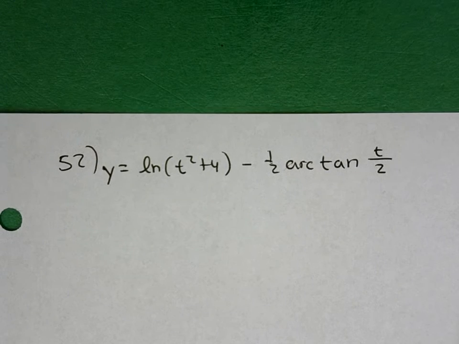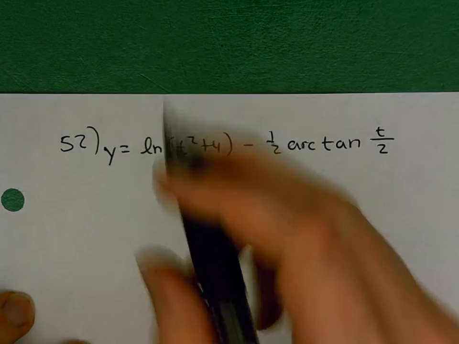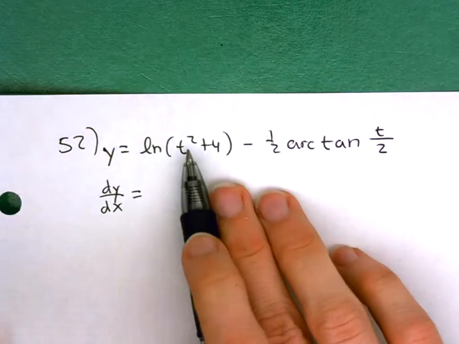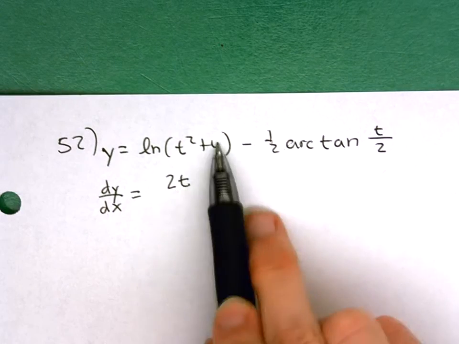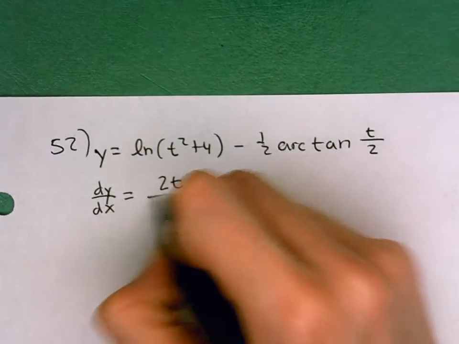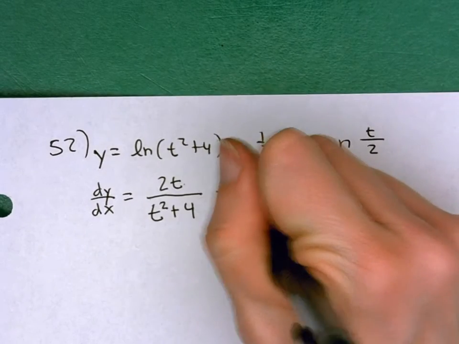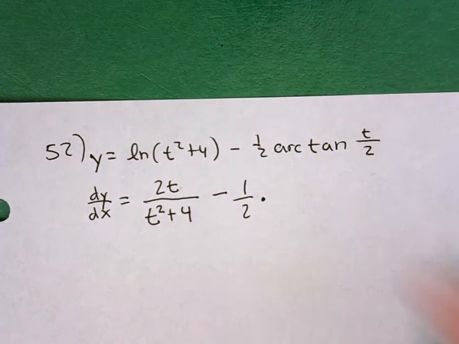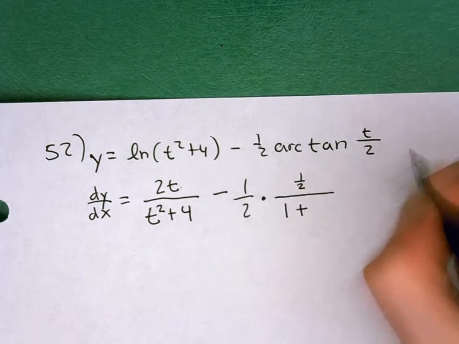Okay, one more to demonstrate these. We have number 52. y equals the natural log of t squared plus 4 minus 1/2 arctangent of t over 2. Okay, derivative. Natural log, remember, is u prime over u. So we have u prime, which is 2t, derivative of 4 is 0, over my u. 1/2 is just a coefficient. It'll just hang out. Derivative of arctangent is u prime, so 1/2 over 1 plus u squared.